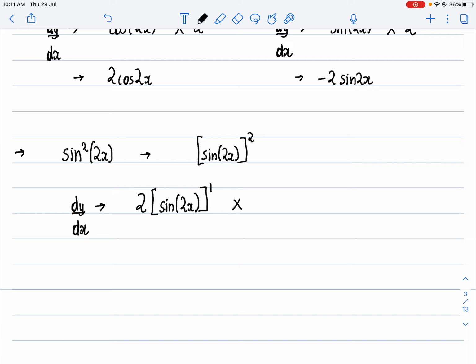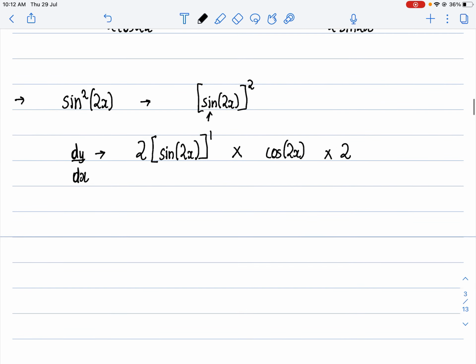multiplied by, go to the next bracket where you will get the differentiation of sine. The differentiation of sine is cos. So I write cos, but 2x will remain the same, as that's the inner bracket of sine. Now you will multiply this to the most inner bracket, which is 2x. The differentiation of 2x is 2.